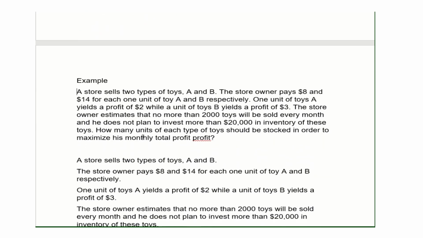Right, just read the question. A store sells two types of toys, A and B, same as we discussed previously. The store owner pays $8 and $14 for each unit of toy A and B respectively. One unit of toy A yields a profit of $2, while a unit of toy B yields a profit of $3. The store owner estimates that no more than 2,000 toys will be sold every month, and he does not plan to invest more than $20,000 in inventory of these toys. How many units of each type of toy should be stocked in order to maximize his monthly total profit?